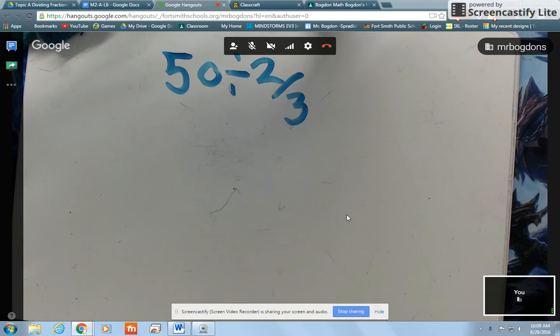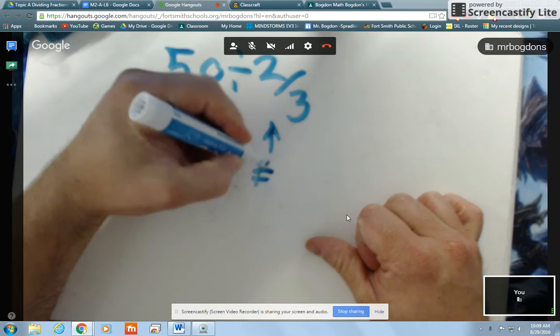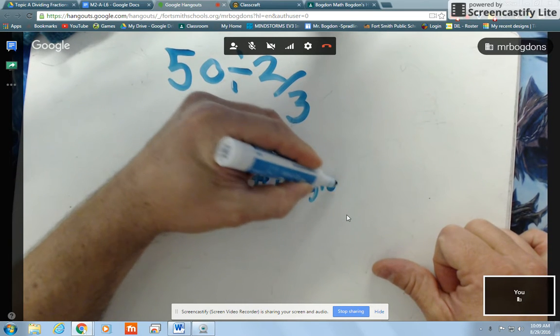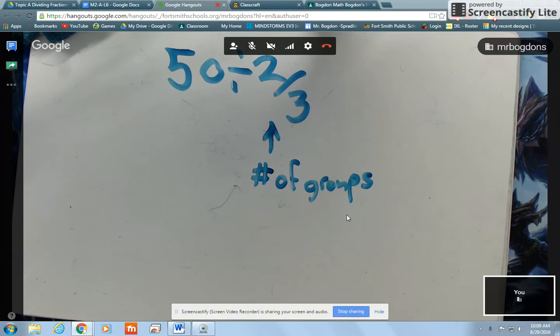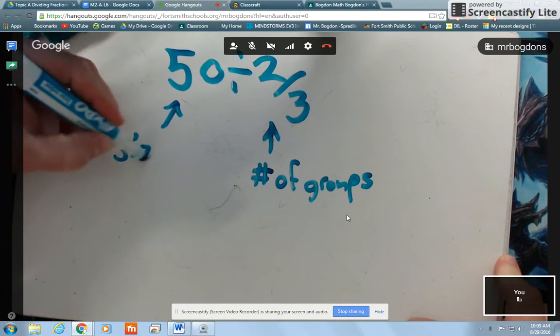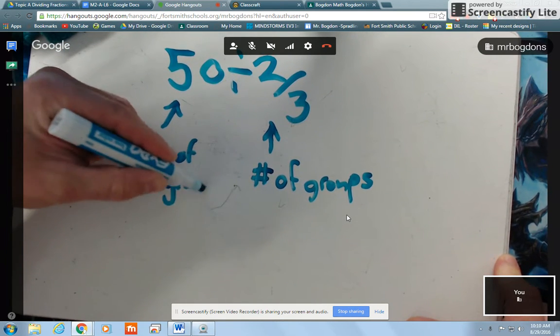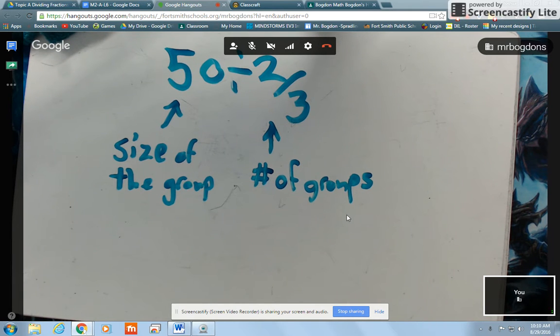So today we're going to be looking at division story problems. With the division we're doing today, we're going to be thinking of the divisor as the number of groups, and the quotient is going to tell us the size of the group. So all the stories today are going to be broken down like this. The first number, your dividend, is the size of your group. The second number, your divisor, is the number of groups, okay?